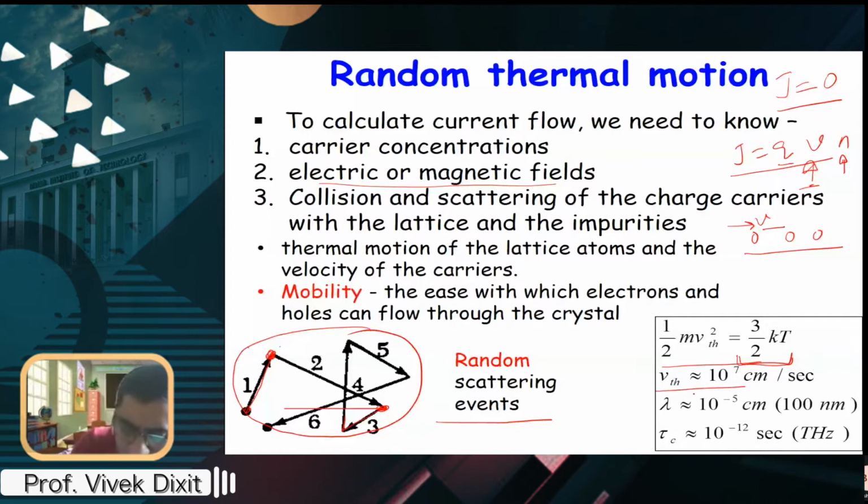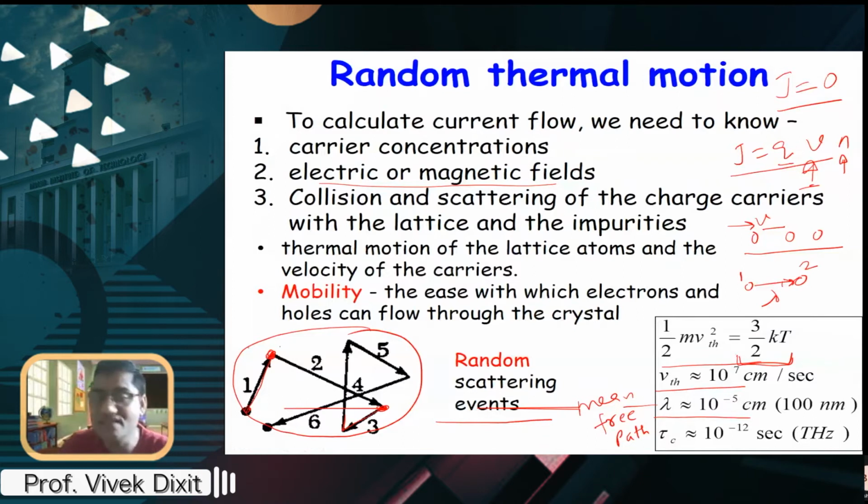So typically, the mean free path. Now, mean free path is the distance an electron travels before its next collision. So this is, let's say, collision 1 and collision 2. The distance it has traveled before the next collision is called the mean free path. This is basically measured, and it depends on the crystal.